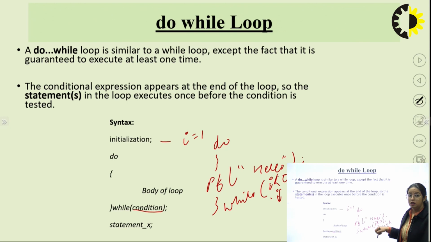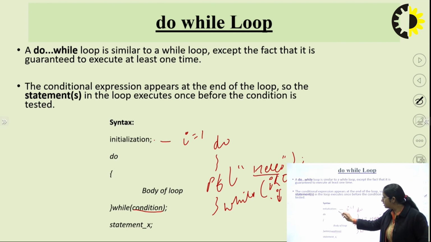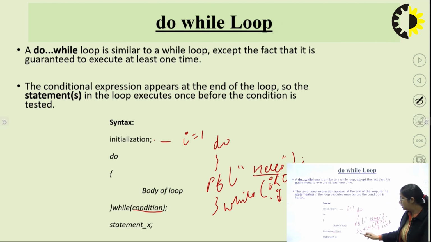But even though the condition fails, it will give you output at least once. It will print hello. Why will it print hello? Because after initialization it comes directly into the body of the loop and executes whatever is in the body of the loop, and then it checks the condition.